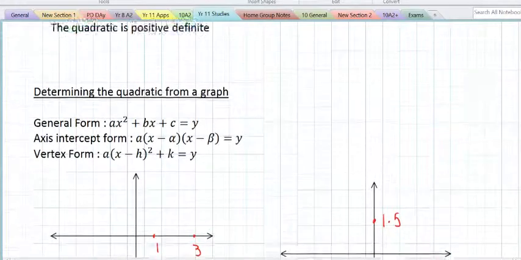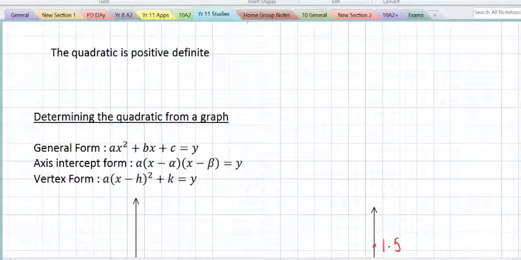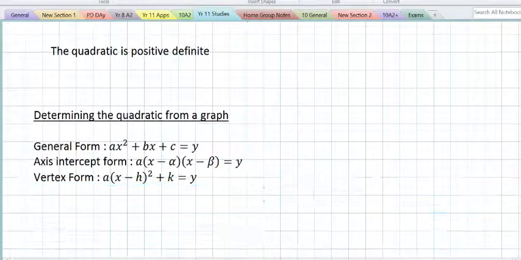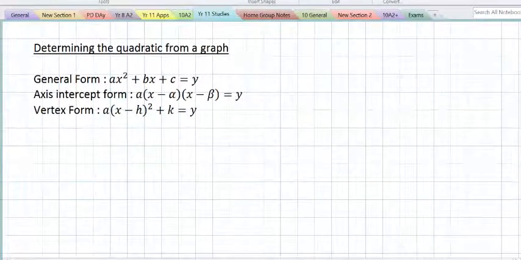Can you write, well, that, I guess. Determining the quadratic from a graph. And there are 3 forms of quadratic.